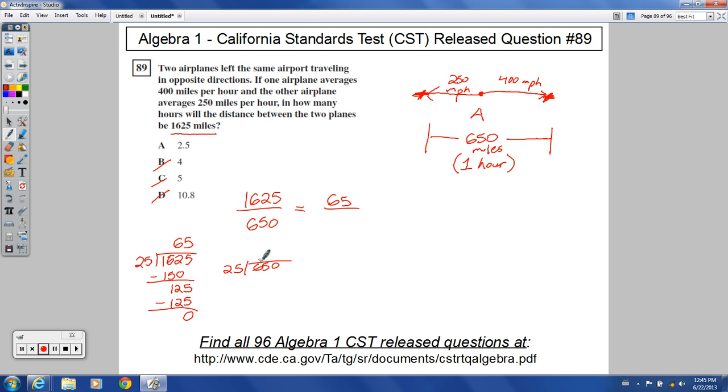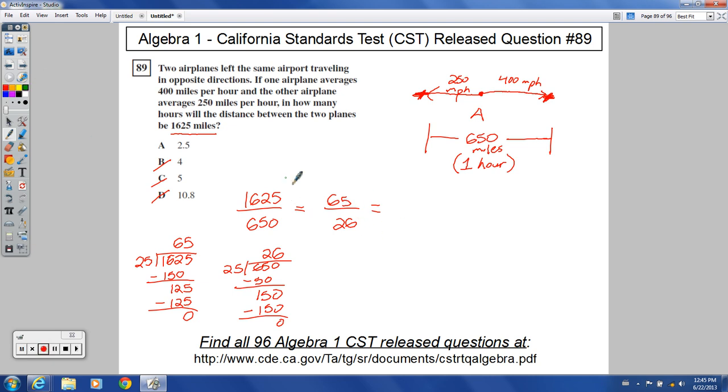How many quarters go into $6.50? Well, this would be into 65. You'd have 2. Subtract 2 times 25 is 50. How many quarters go into $1.50? You've got 6, and so nothing left there. So this can be reduced down to that, 65 over 26. And let's see, 13 actually goes into both of these numbers.